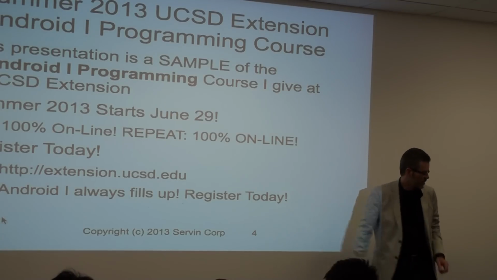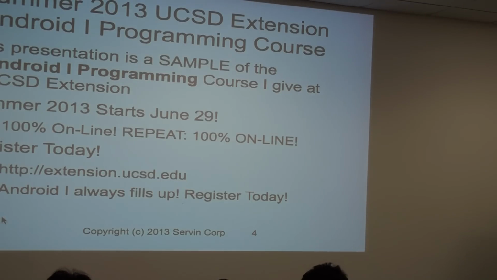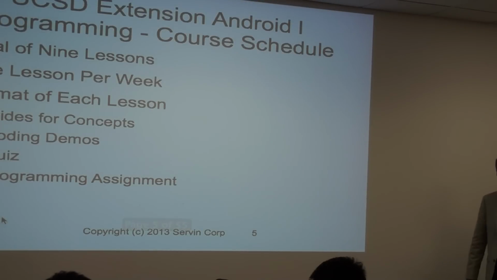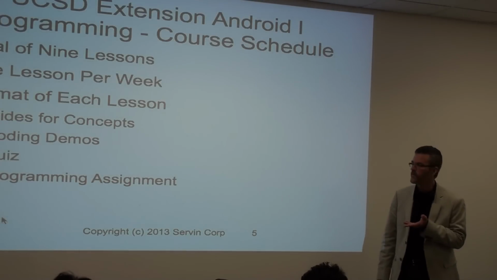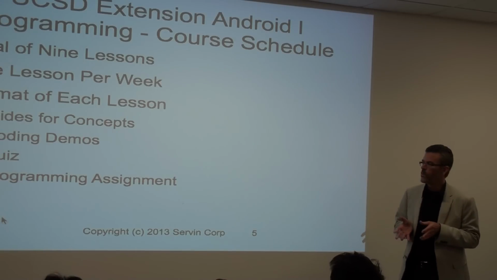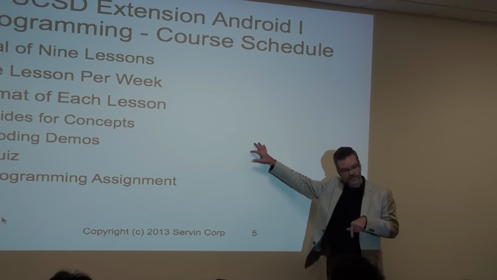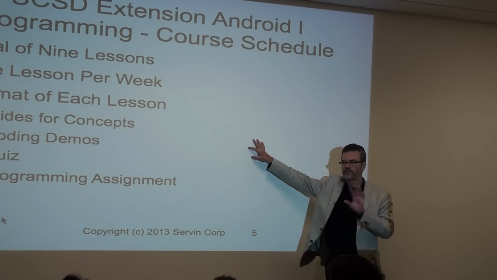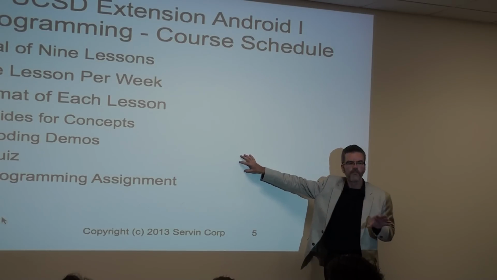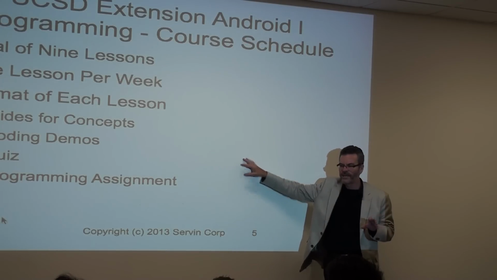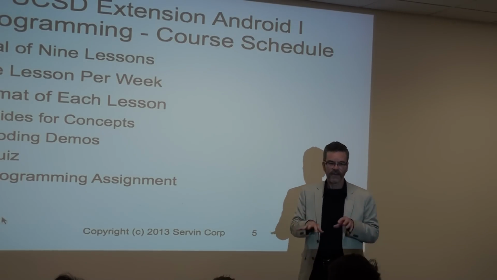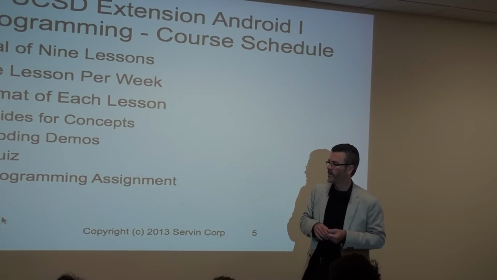So this is what you're going to see, essentially a sample of the course. It's actually 9 lessons, so it's a 9-week period. One lesson per week. Just like you'll see here, you'll see some slides to show some concepts. But the core part of the course, what makes it unique, is the writing of code, the live writing of code like we'll see here in just a moment.